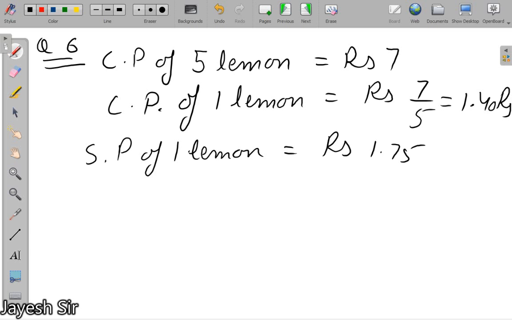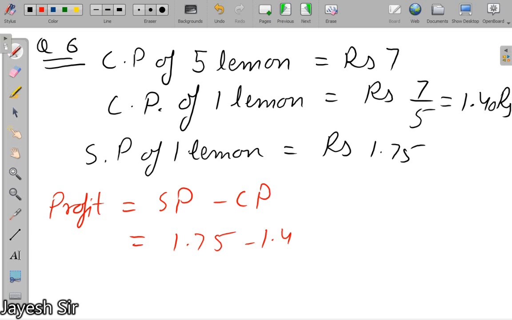So profit is equal to SP minus CP, that will be 1.75 minus 1.40. On solving it, you will get rupees 3.5. Sorry, I miswrote it, 0.35. Next, we have to determine the value of profit percentage.